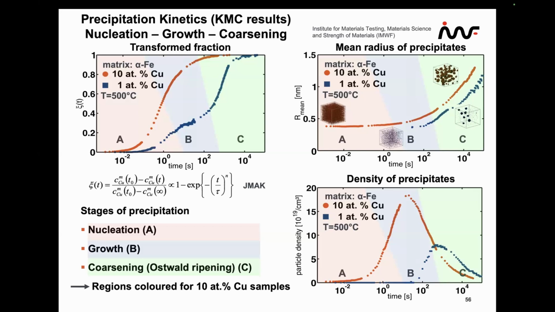And you see that for the 10 atomic percent copper, the red curve, the growth phase is finished earlier than for the 1 atomic percent copper alloy. And you can easily see by these 3 phases, A, B, and C, colored in different colors, when the nucleation, when the growth, and when the coarsening or Ostwald ripening phase is there.